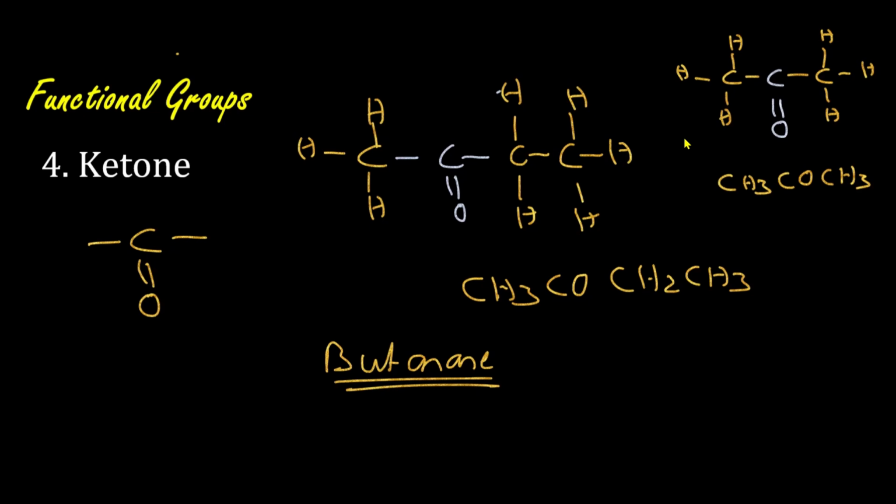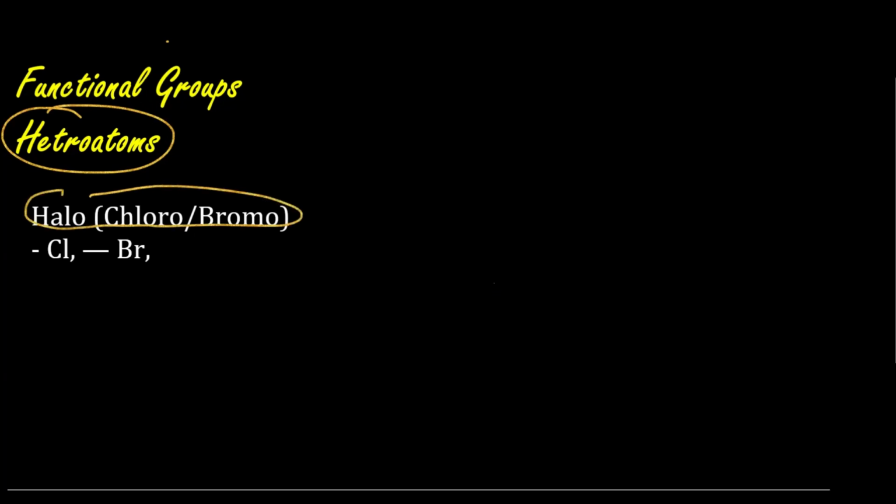Now what more we have to do is heteroatoms. Let's do it. Next we are going to do heteroatoms, parts of functional group only. And in class 10th, we are doing heteroatoms halogen, that is chlorine and bromine only. So let's begin with chlorine.